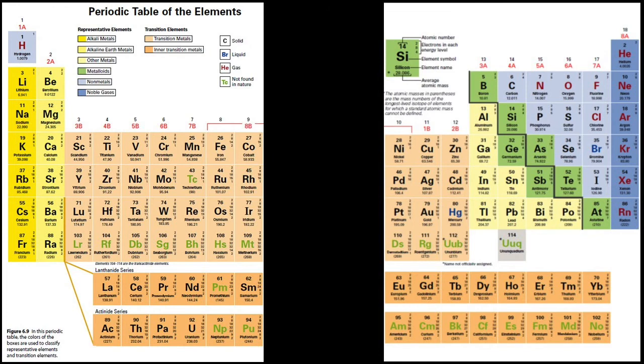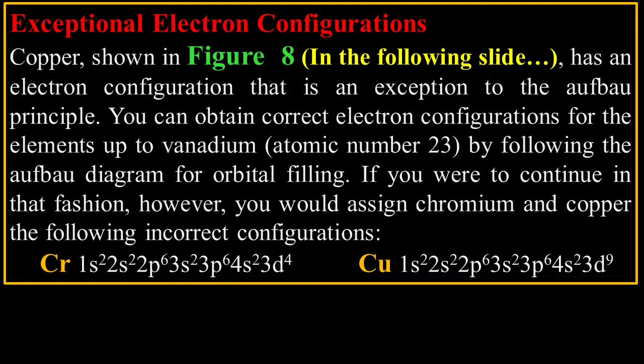And you can see how that's true. You see chromium on the left, you see scandium, titanium, vanadium, chromium. So chromium would be 4s2, and then 3d4, and then copper would be 4s2, 3d9. So that would be what you would consider correct for that. So those are the electron configurations that are predictable according to the Aufbau principle.